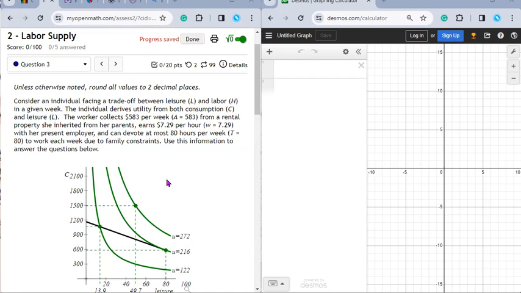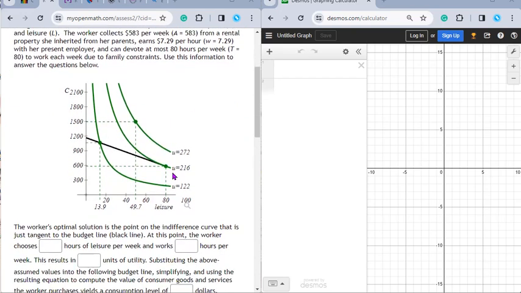The person earns $7.29 per hour with her present employer, and she can devote at most 80 hours a week to work at this employer or in leisure because of family constraints, sleep constraints. So she budgets 80 hours a week for leisure and work. We're going to use this information to answer the questions, right?